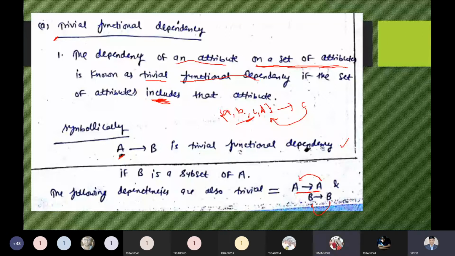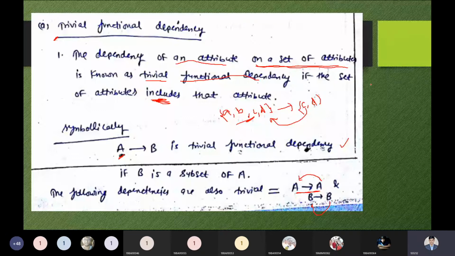Yes, sir, one attribute is dependent on several attributes. Yes, of course, it is a part, a subset of such attributes. Like I can take C comma D. These two attributes are a subset of ABCD, so of course it is a trivial functional dependency.